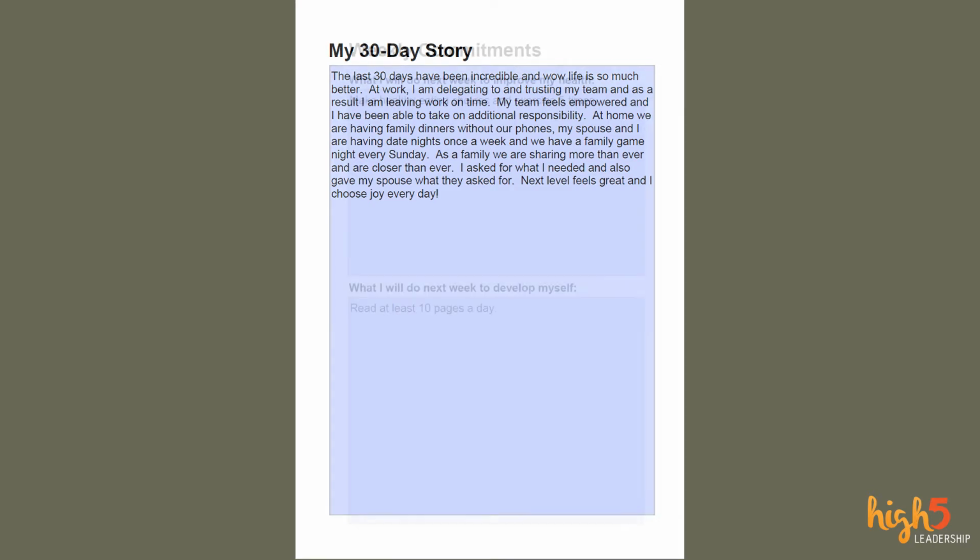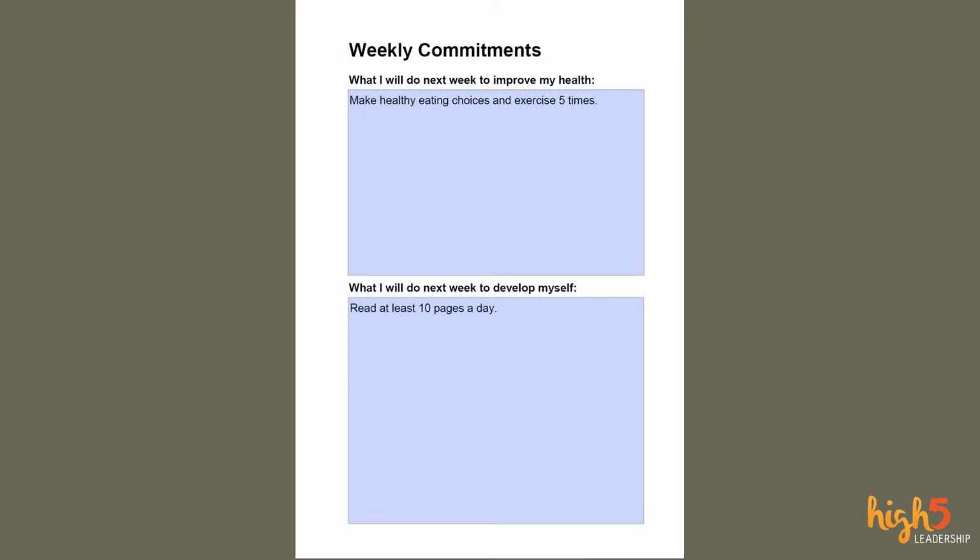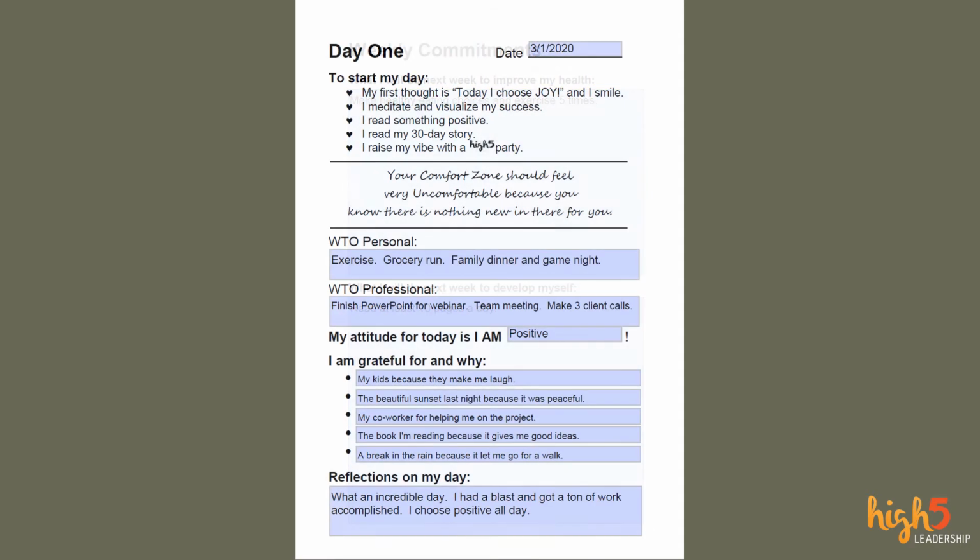The next page is a spot for some weekly commitments around health and personal development. What are you committed to doing to improve your health and develop yourself? The page after that will be the first of the daily pages.